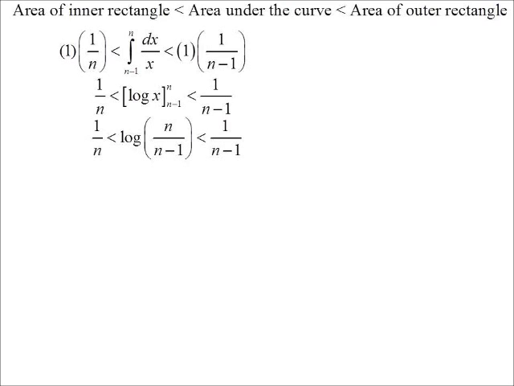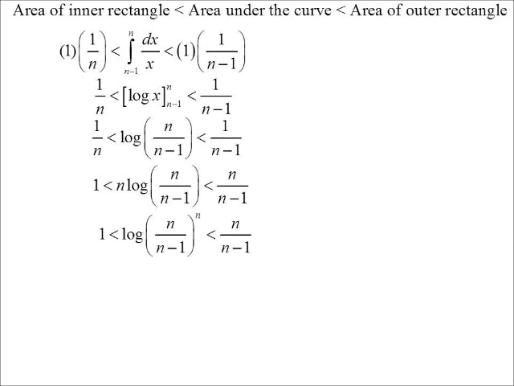Okay, well, let's get closer. Well, I'm going to multiply everything by n first of all. And you get 1 is less than n lots, and then I have the n on the n minus 1. Then I'm going to bring the n into the log. So I now have n on n minus 1 to the power of n.